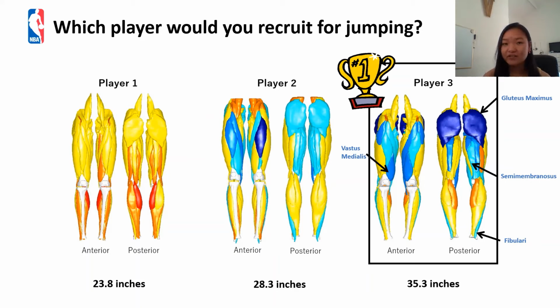Why is this correlation important, you ask? This information is very critical for the strength and conditioning coach to have a good plan to improve the athlete's performance. It also helps physical therapists work on the rehab plan in case the player has an injury. So next, Ali is going to talk to you a little bit more about another technique that we use to study muscle in the lab.